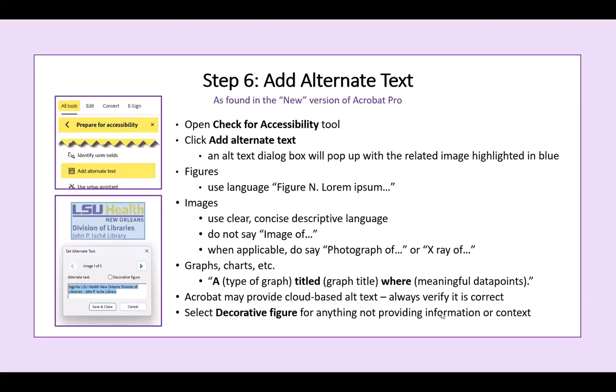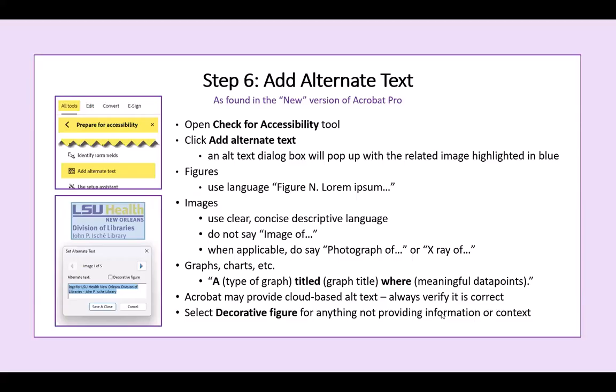So you're going to use clear, concise, descriptive language. You don't need to say "an image of," unless maybe it's a photograph and it's important that the researcher knows that it's a photograph, then you can say it's a photograph of, or X-ray of.